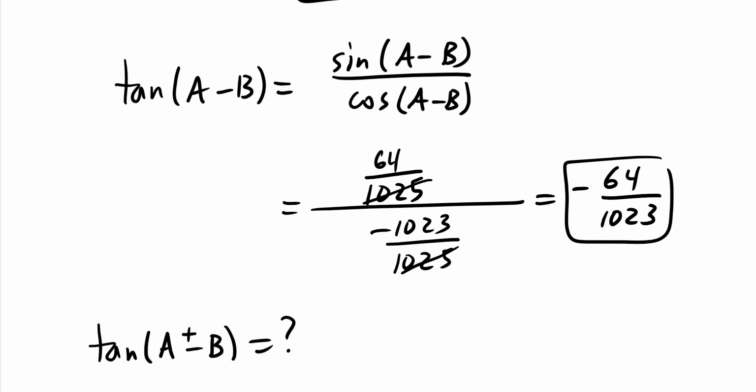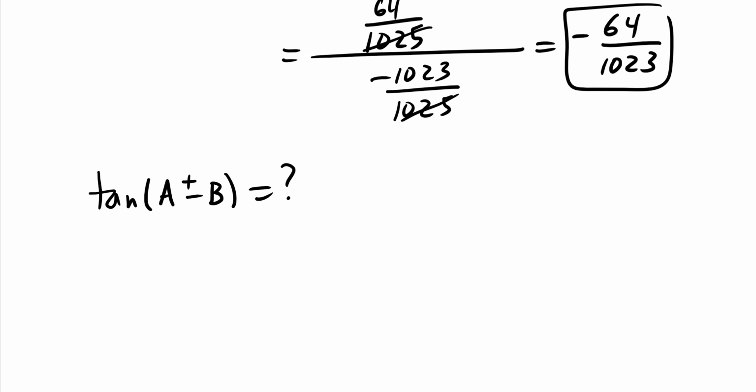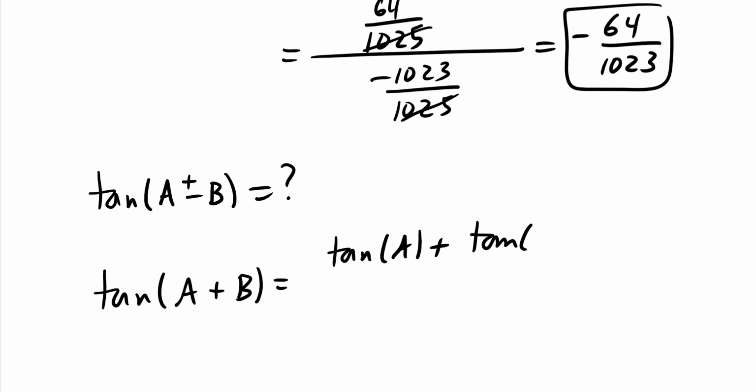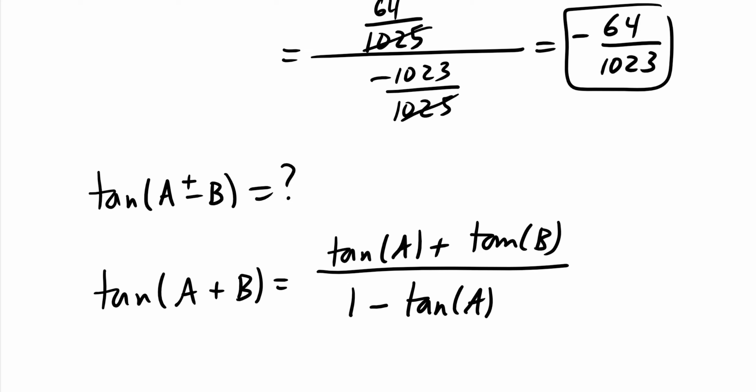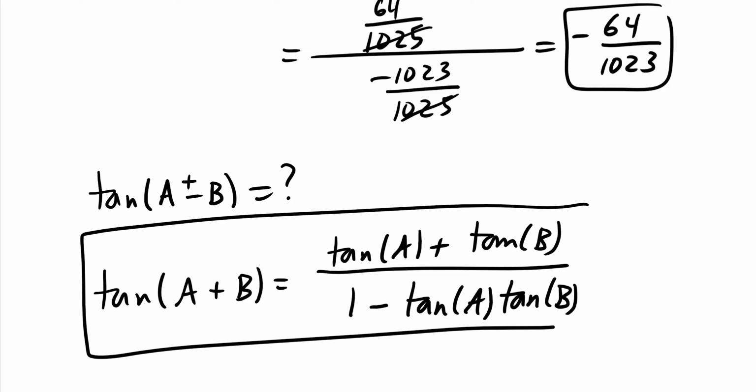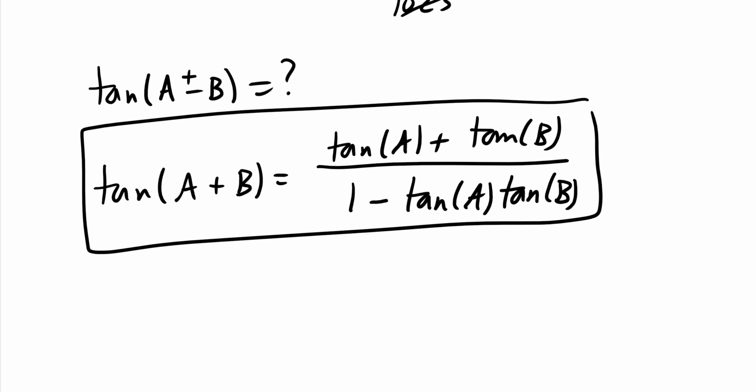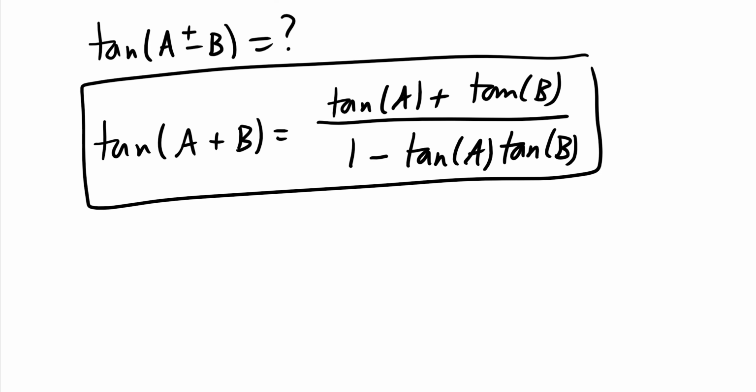The question that someone might ask, is there a formula for this? What about the plus case? The answer is yes, there is a formula. Let me write down the first one. The formula for this is tangent A plus tangent B over 1 minus tan A tan B. Tan A tan B means tan A times tan B. That's the formula for tangent A plus B. Where did that come from? Is there a way to prove it? Yes. Let's prove it for fun.